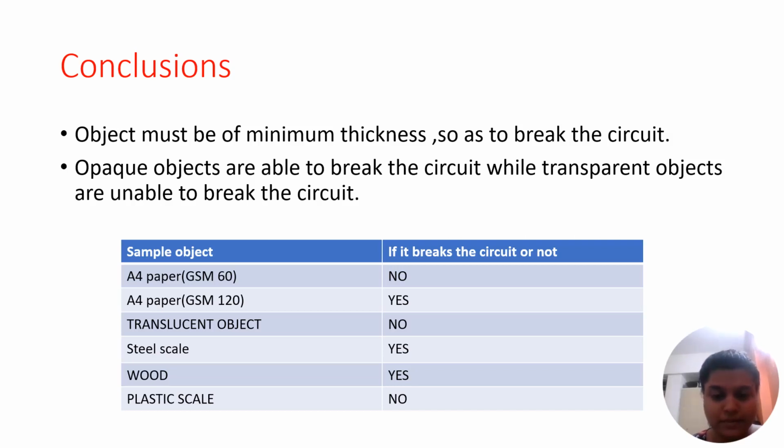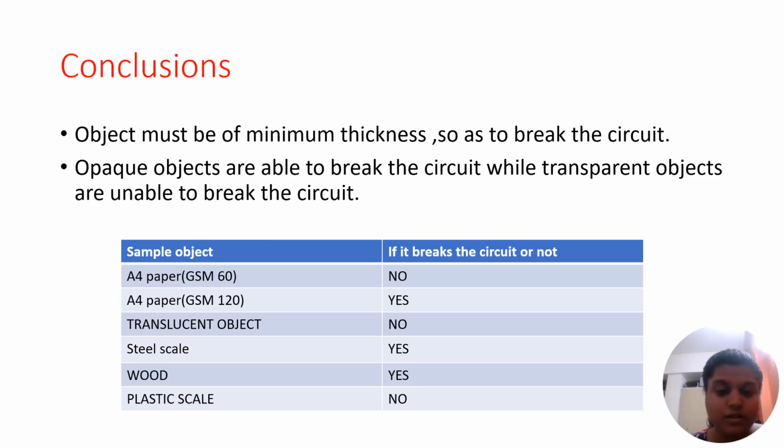Now I have made an observation table. In this I have mentioned the sample object and whether it breaks the circuit or not. If I take A4 paper of GSM 60, the circuit doesn't break. But if I fold the paper and the thickness becomes double, the circuit breaks and the count increases by 1. So this shows that we must have a minimum thickness of the paper, and a minimum thickness of any object, so that the circuit breaks.